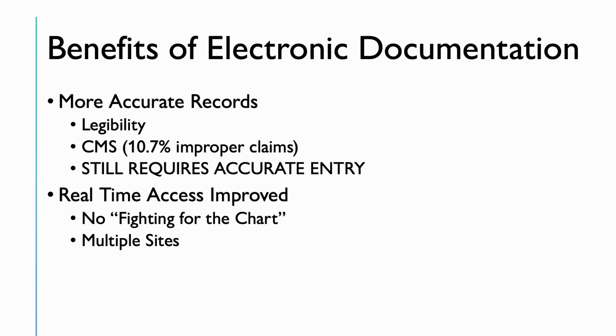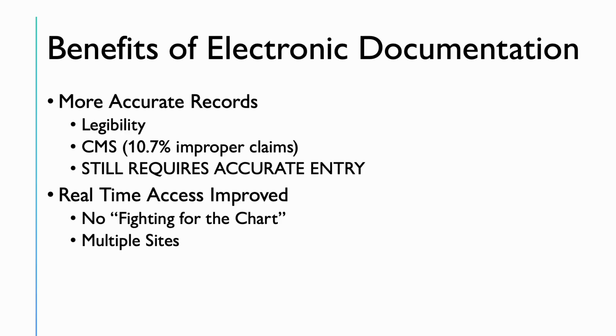So here are some of the benefits of electronic documentation. They include more accurate records. Typically something will tell you if there's a typo, or if you need to add something, or it won't let you proceed if you haven't completed a certain block. Then there's legibility. CMS is recording 10.7% of improper claims, and this requires accurate entry.